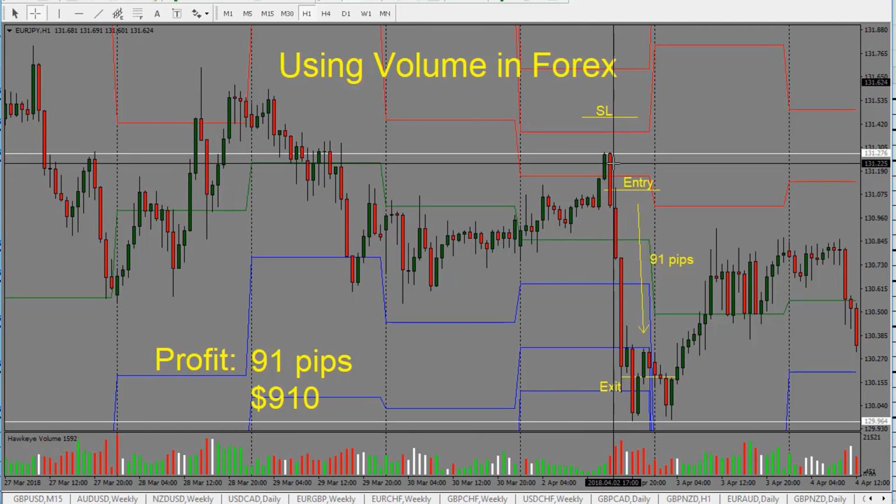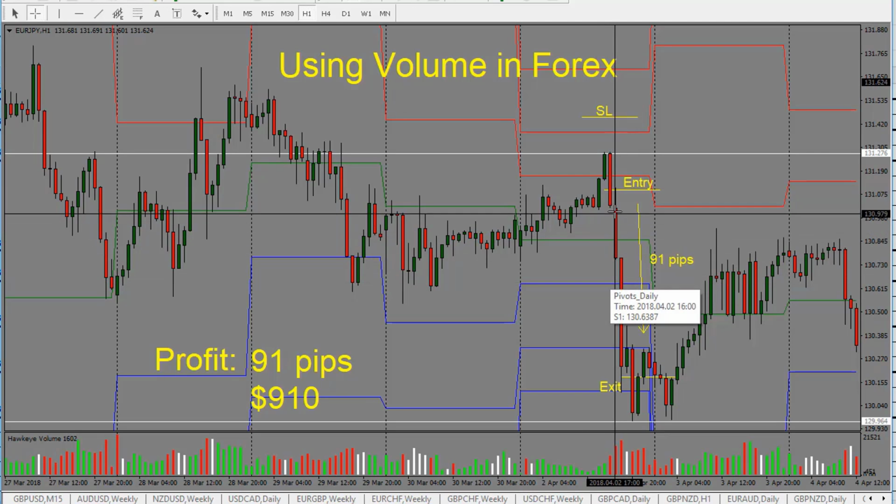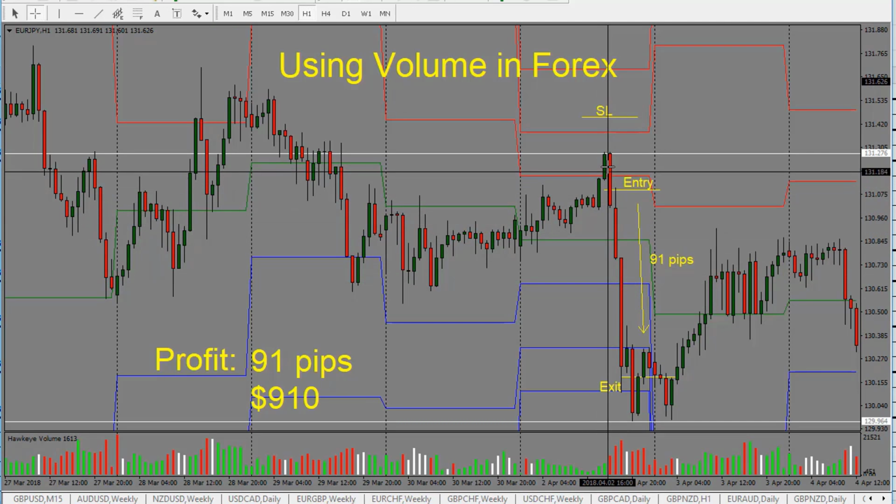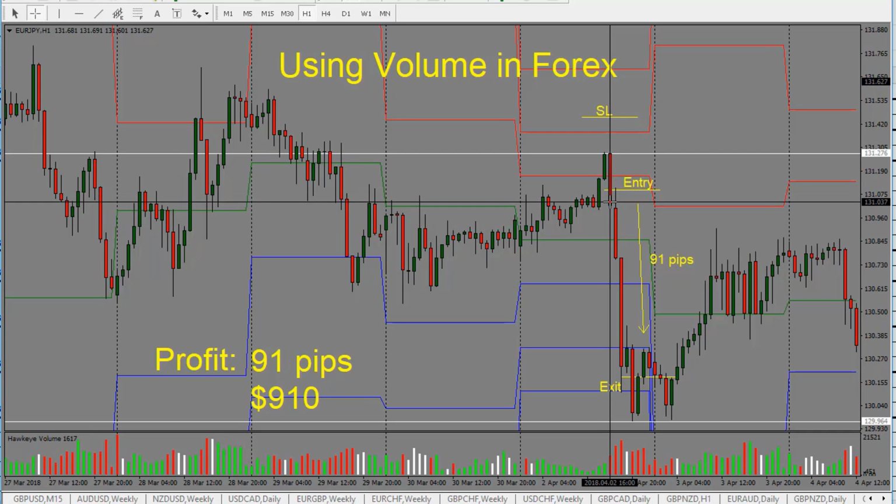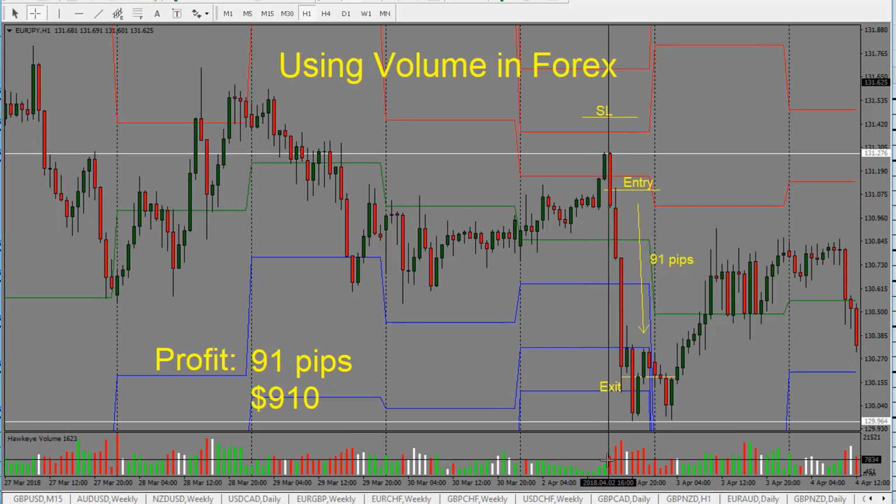And then as we can see, we can layer the volume on top, and we want to see red volume when we are selling, and we also want to make sure that the volume increases. So if we see here, volume is going up, which means price is going in the right direction. Sellers are stepping in. That's why the volume is going up. And as we can see, we start to see divergence here as price starts to go sideways. So it's a good time to exit the trade. Again, from entry to exit, we have 91 pips in the trade. So our profit is 91 pips or $910 if trading one standard lot.